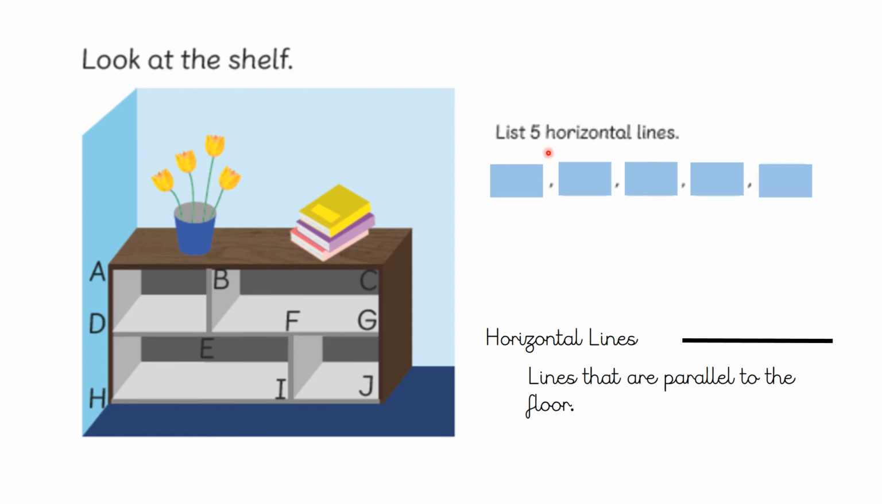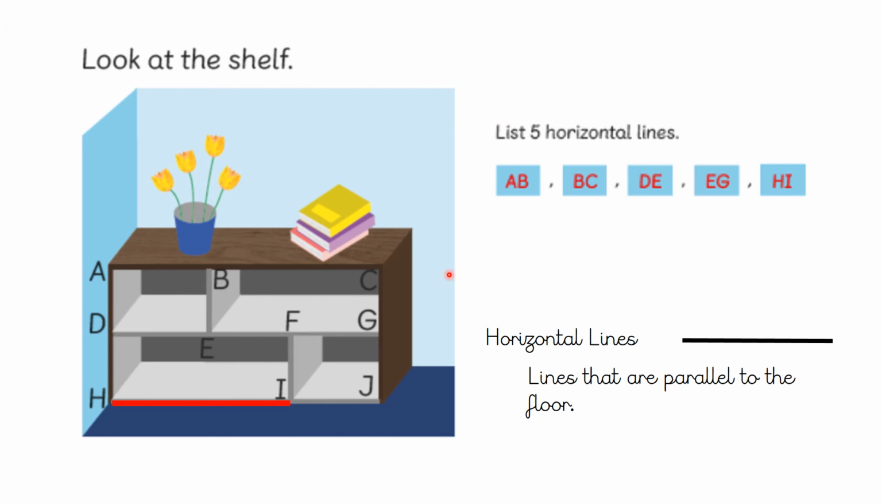We're being asked to list 5 horizontal lines. So 5 lines that are parallel to the floor. These are the ones that I found. Line AB, line BC, line DE, line EG, and line HI. Can you pause the video and explain why I am correct? Why are these lines horizontal lines?